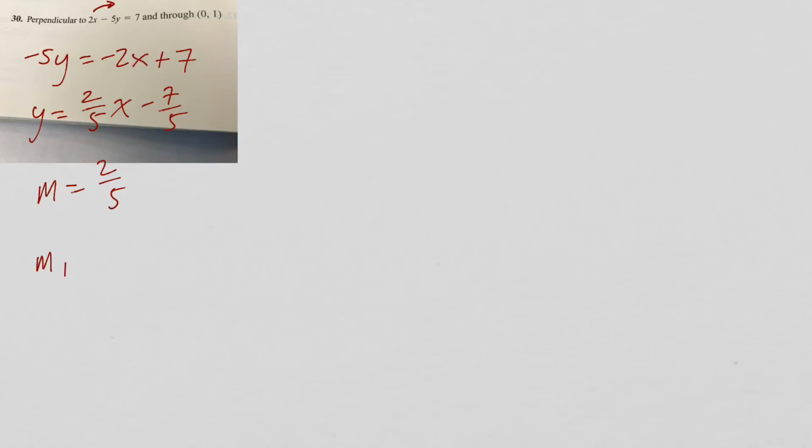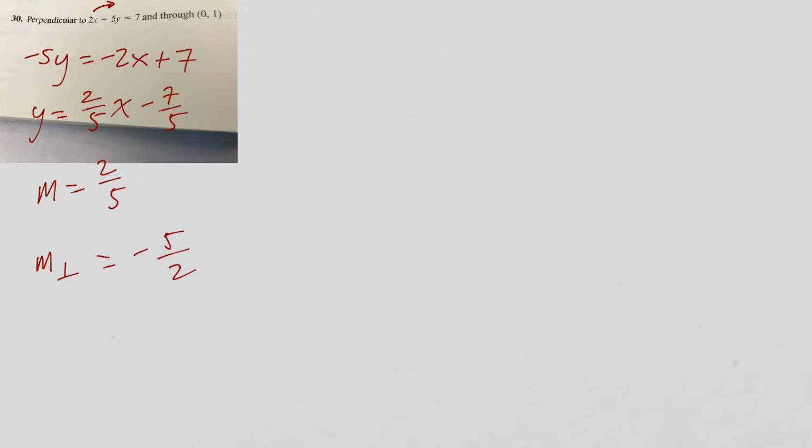Okay, perpendicular to this line. So let's first find the slope of this line. So I'll move this over. So I have negative 5y equals negative 2x plus 7. And so y is equal to a positive 2/5 x minus 7/5. So our slope of this line is 2/5. But the slope of any line perpendicular to this is the opposite reciprocal, so negative 5/2.